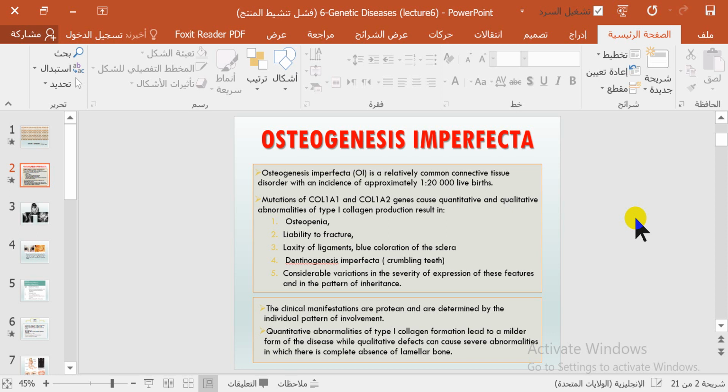Dentinogenesis imperfecta, and considerable variations in the severity of expression of these features and in the pattern of inheritance. The clinical manifestations are usually determined by the type of osteogenesis imperfecta. Quantitative abnormalities of type 1 collagen formation lead to a milder form of the disease, while a qualitative defect can cause severe abnormalities in which there is a complete absence of the lamellar bone structures, leading to mosaic bone distribution.